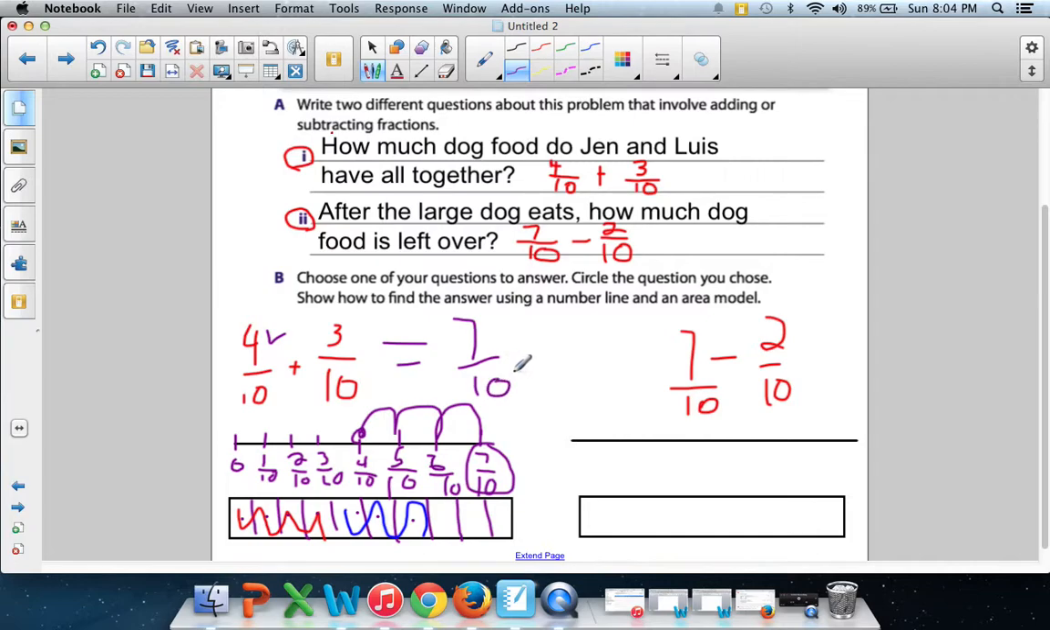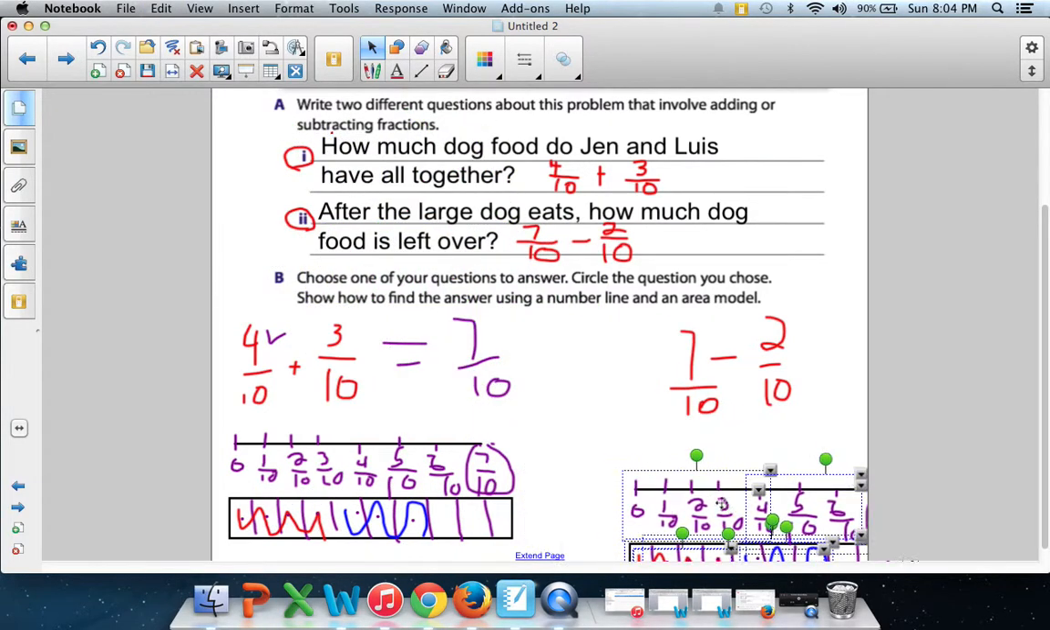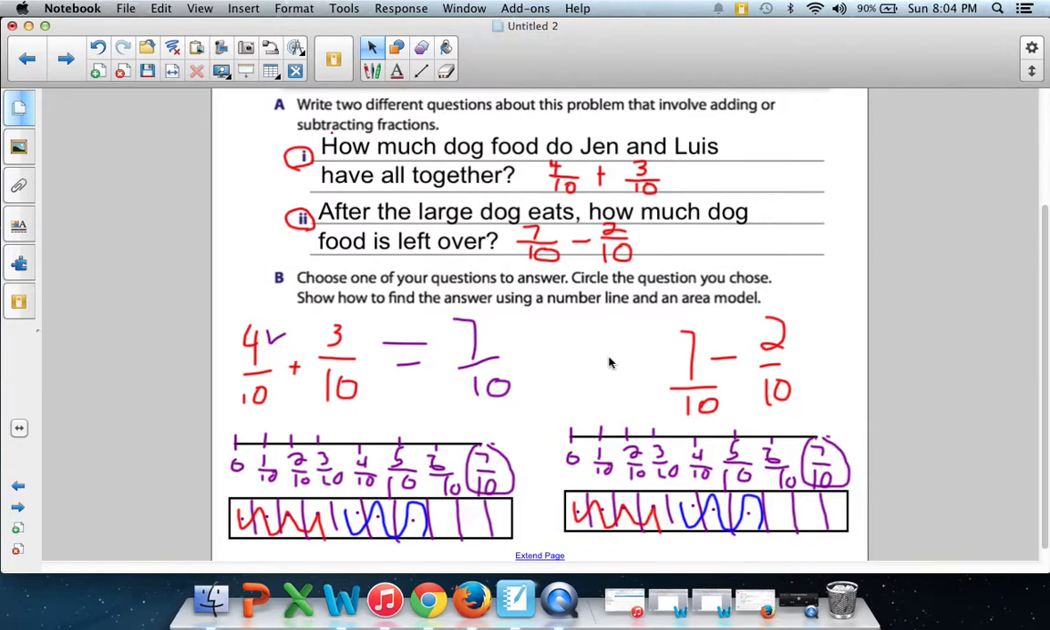Now we can do the same thing for 7/10 minus 2/10. And I'm going to save myself a little trouble. I'm going to reuse some of my stuff. So hold on, let me just delete this because I don't need this anymore. And I'm going to copy and paste this real quick. They're not going to be exactly the same. There's going to be some differences. Put that right there. Okay.